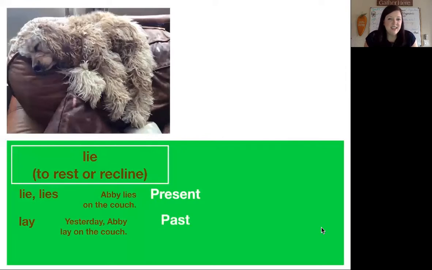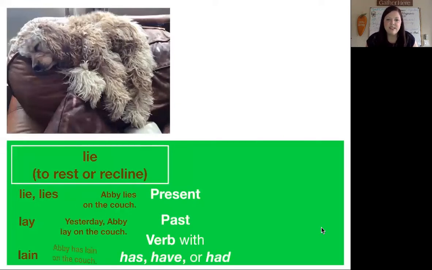The third tense, or the third type, is not going to be future like we've talked about in times past, but it's going to be when you have a verb and you have one of those H brothers in front of it. It's going to sound like this: has, have, or had lain. Now, when you hear lane and I hear lane, I usually think of a street or a road, oftentimes called a lane, but this lane actually means to rest, recline. For example, Abby has lain on the couch, meaning that she's rested there many times before.